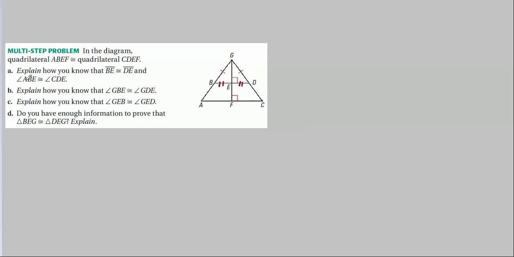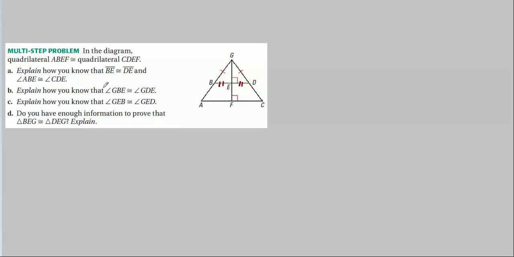And that ABE is congruent to CDE. Well, gee whiz, same thing. We're already given that the quadrilaterals are congruent, so the corresponding angles are congruent. So that's just from the definition of congruence.